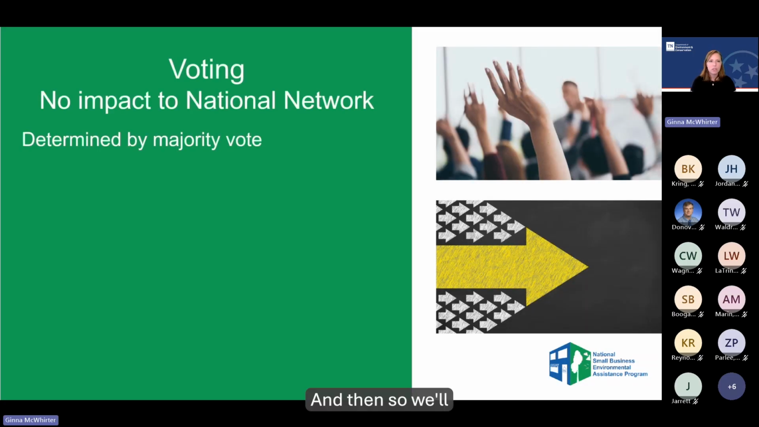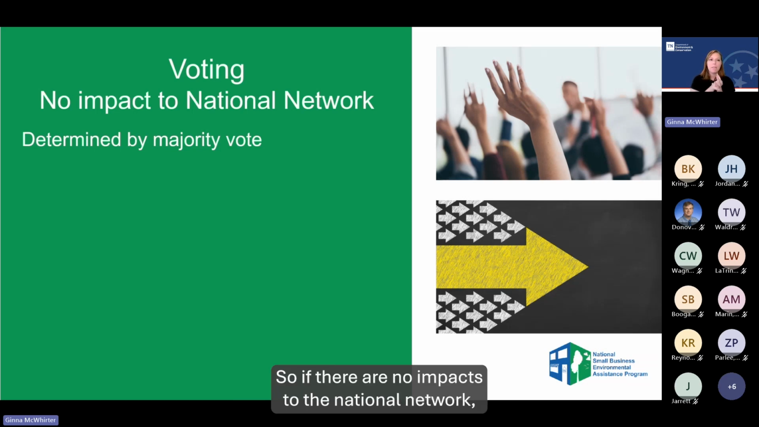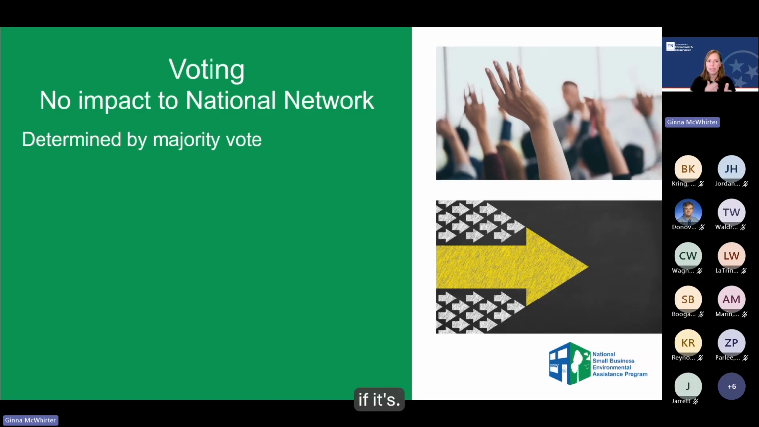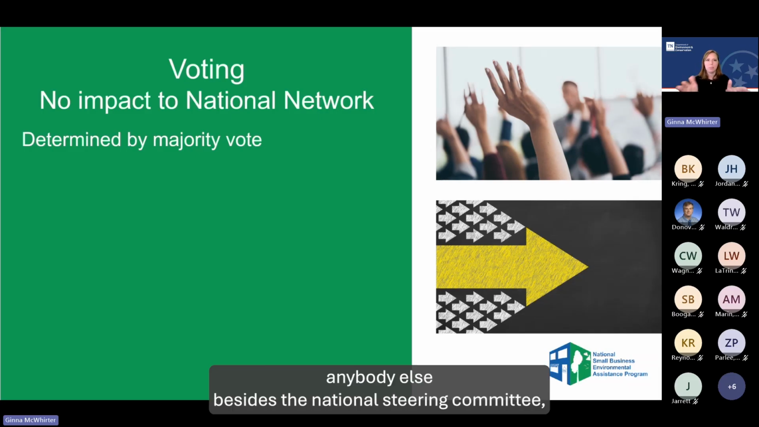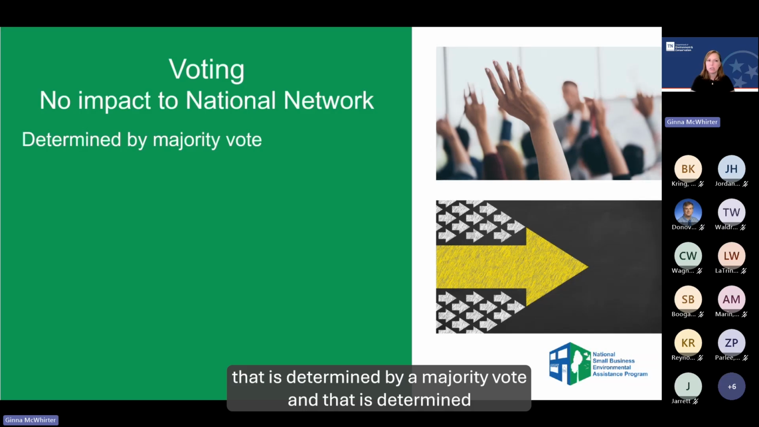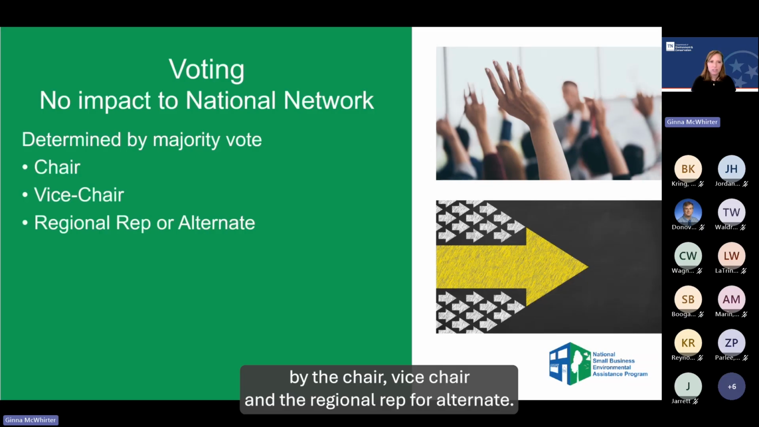And so we'll now transition to talk about voting. If there are no impacts to the national network, if it's an issue that really isn't going to impact anybody else besides the National Steering Committee, that is determined by a majority vote, and that is determined by the chair, vice chair, and the regional rep or alternate.